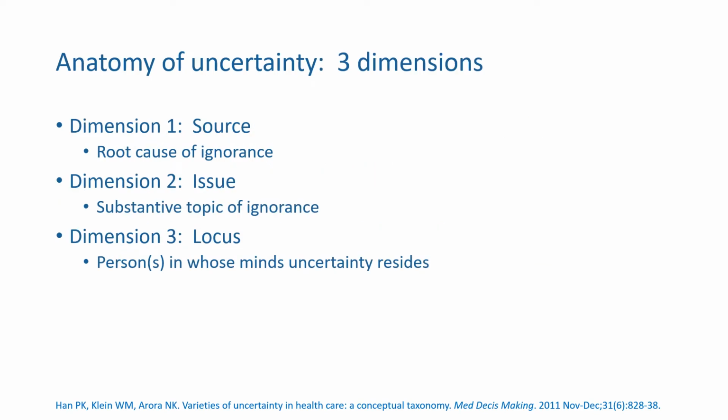As a metacognitive state, uncertainty has very distinguishable conceptual dimensions that lend a particular anatomical form and shape to the phenomenon. The first dimension is the source of uncertainty, that is, the root causes of the ignorance that one is conscious of. The second dimension is the issue of uncertainty, that is, the substantive topics or questions that represent the objects of one's uncertainty. While the third dimension is the locus of uncertainty, that is, the particular persons in whose minds uncertainty lives and resides.